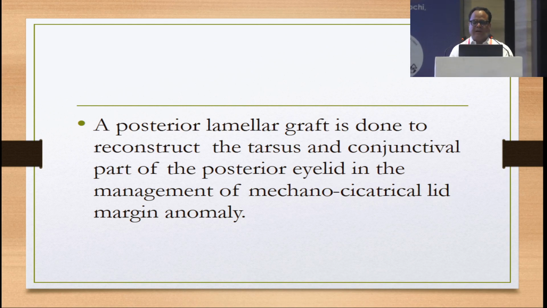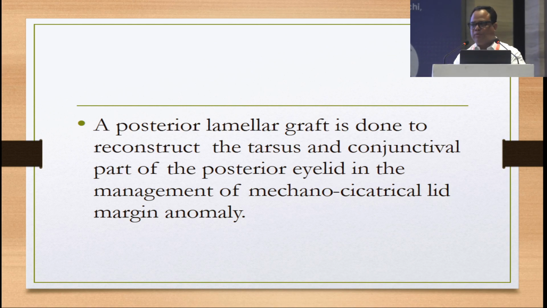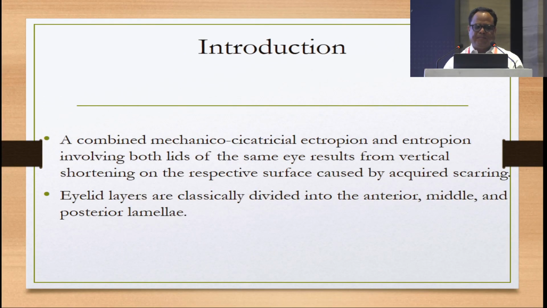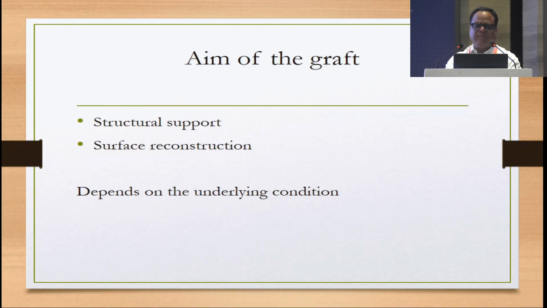Then we can address it either in the tarsus or the conjunctiva, two components. The indications are those already mentioned: tumor, Stevens-Johnson, infection, trauma, or a combined mechanical cicatricial ectropion or entropion involving both lids with the same results. So we are going for a reconstruction.